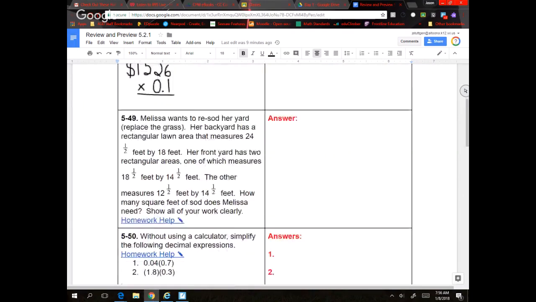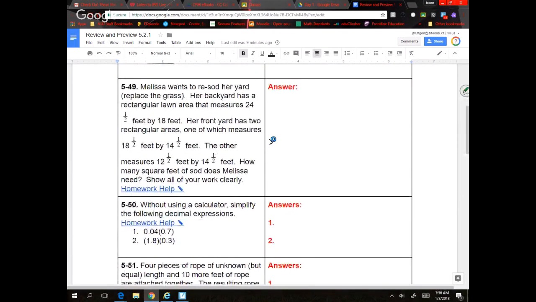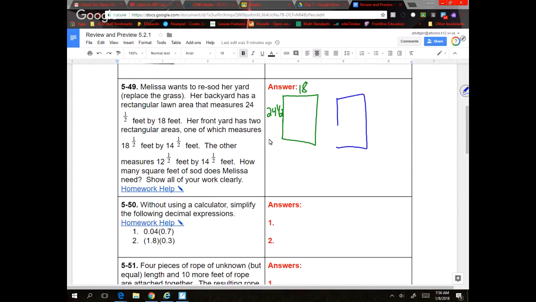Next one. This one's kind of complicated because there's 3 main steps to it. There's 3 different rectangles. So if I were you, I'd draw out the 3 rectangles. First one says 24.5, oops, squeeze the half in there, by 18. Next one, I'll do each one in a different color. Next rectangle is 18.5 by 14.5. Okay, and the last rectangle is 12.5 by 14.5.